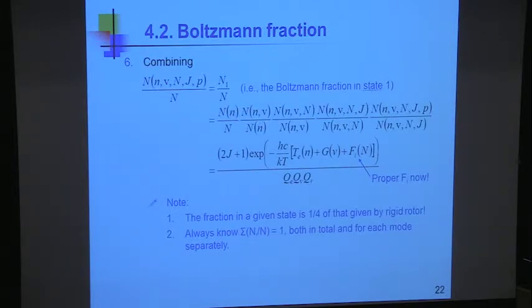So finally, we can combine everything and ask, what's the Boltzmann fraction in the absorbing state? Take the product of all these terms and write it down this way. Now, at this point, we usually put the F1 or F2 back in. What we find is that the fraction in a given state is just 1/4 of what you would have had with the rigid rotor. Why? Because there's 4 states with the same J. And if you look at it that way, the Boltzmann fractions always sum to 1, as you'd expect. Now, we got one more little problem to deal with.